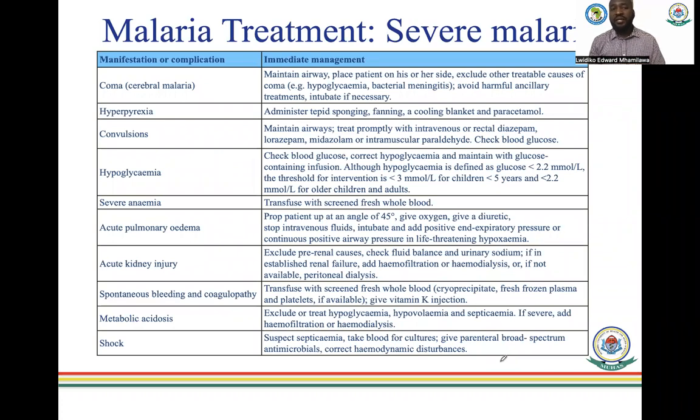As I've discussed before, when it comes to severe malaria, you have many other complications like coma, hyperpyrexia, convulsions, hypoglycemia, severe anemia, acute pulmonary edema, acute kidney injury, spontaneous bleeding, metabolic acidosis, and shock. All these also need to be managed appropriately so that these patients are able to survive. So things like maintaining the airway in cerebral malaria and trying to find other causes of seizures, if there are any. Make sure they get sponging, cooling, or paracetamol, especially when they have high fever.